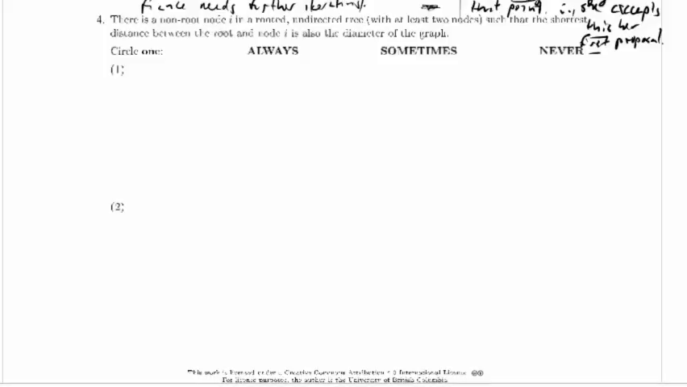Okay, so there is a non-root node I in a rooted undirected tree. So it's saying that the longest path in the tree is from the root to some non-root node. Well, that's clearly true in this one. So here's our example of a case where it's true. This is I right here, and this is the root. So it's not never true because it's true for this.